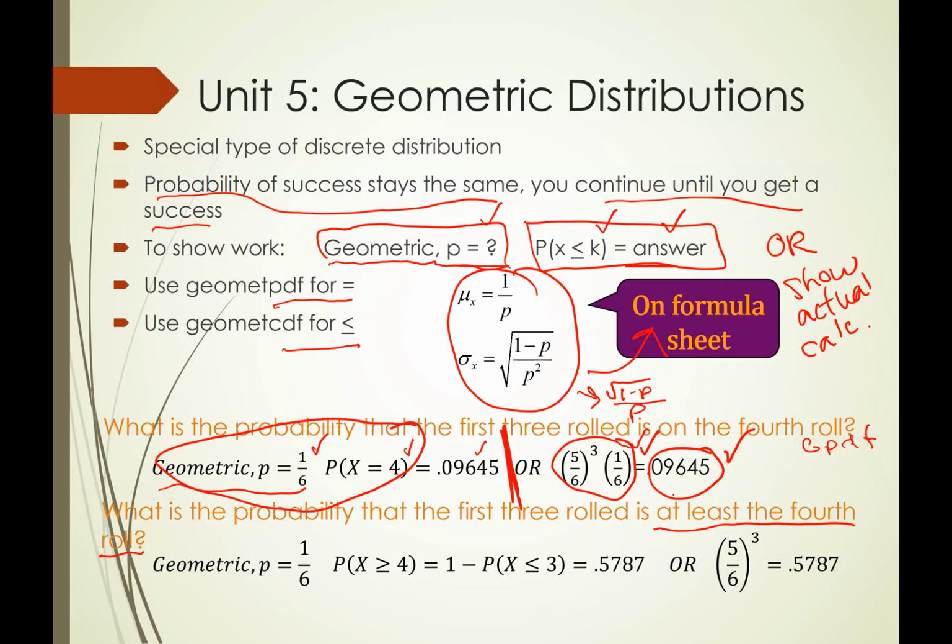Alternatively, your first 3 rolled is at least the 4th roll. That means your first 3 rolls have to be not 3s. After that, you don't care what happens because you don't care when you get your 3. All you care about is that the first 3 rolls are not 3s. So you could also just do 5/6 to the 3rd power. So either of these would get you full credit.